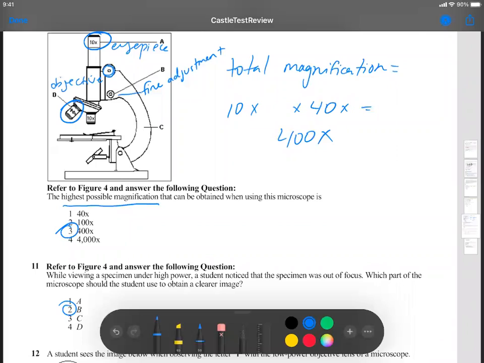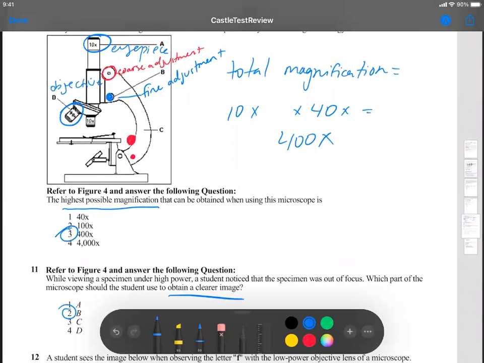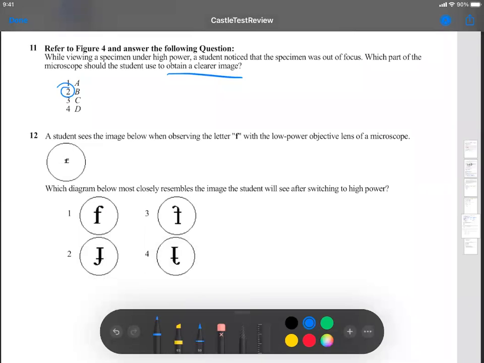What is this one called right here? Can someone tell me? Coarse adjustment. Coarse adjustment. All right, and we usually find these two pieces down here. But in this image, it looks a little bit different. But Arpita is correct. If we want to make the image more in focus and obtain a clearer image, we're going to use that fine adjustment, which was B. Great job. Number 12. A student sees the image below when observing the letter F with the low power objective lens of a microscope. Which diagram below most closely resembles the image the student will see after switching to high power? Show me what you got in 3, 2, and 1.